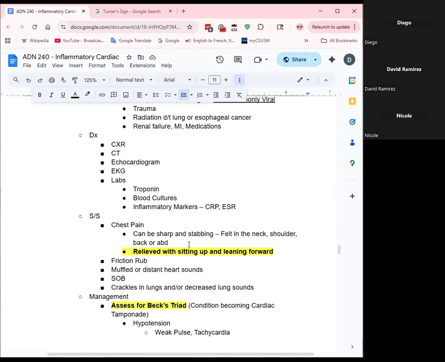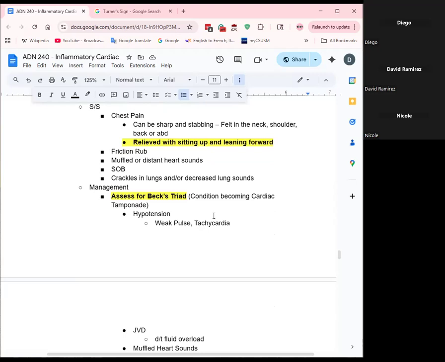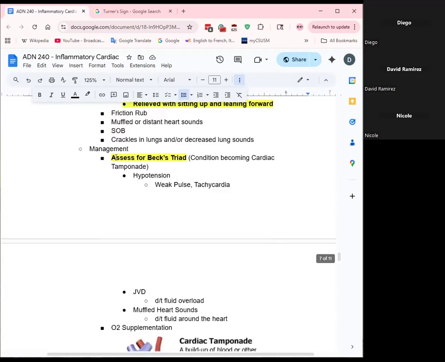A friction rub is something you would hear when you listen to their chest. Maybe some muffled or distant heart sounds due to the fact that there's an inflammation of their sac. Shortness of breath and crackles due to pressure on the heart. So pressure on the heart builds up, less pumping, lung stuff. There's all that connection there. So this one you'll definitely need to know. It's called Beck's triad.